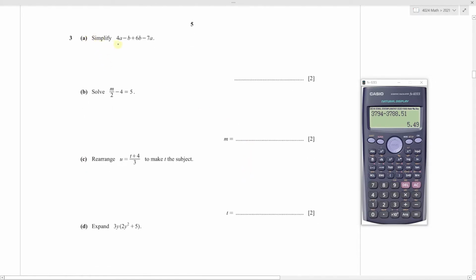Question 3, part A. Simplify this expression. So 6b minus b will be 5b. 4a minus 7a will be minus 3a. So this is 5b minus 3a. Solve this expression. So I'll take the LCM, which is 2. So this will be m minus 4 will be multiplied by 2 as well. So m minus 8 over 2 equals to 5. M minus 8 equals to 10. I took this 2 to the other side, and then taking this 8 to the other side, 10 plus 8 equals to 18. So m equals to 18.